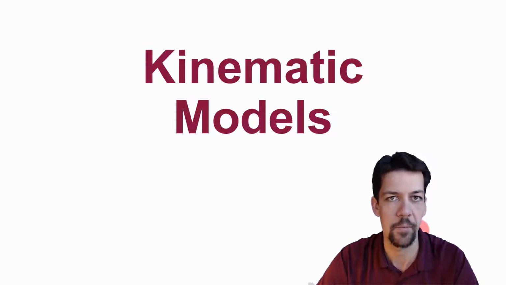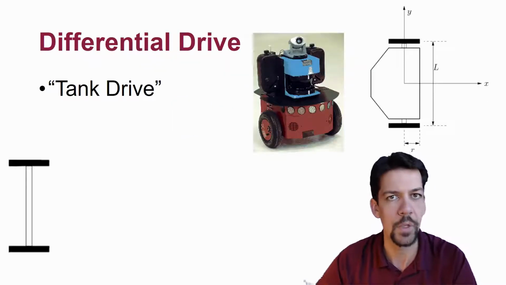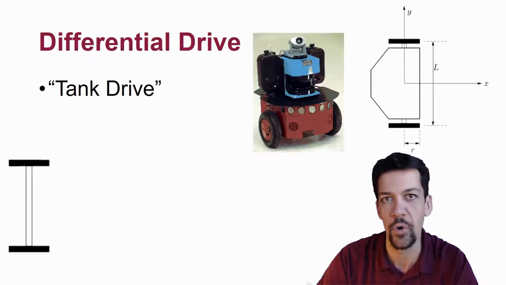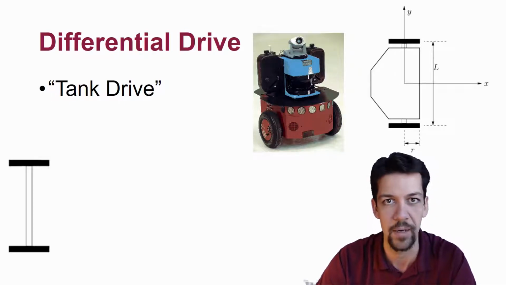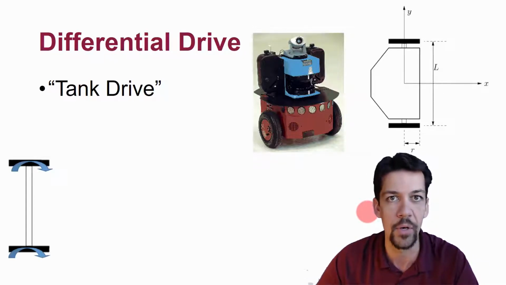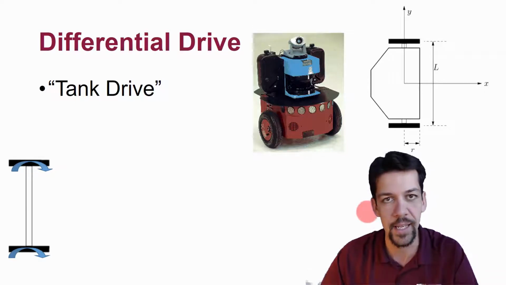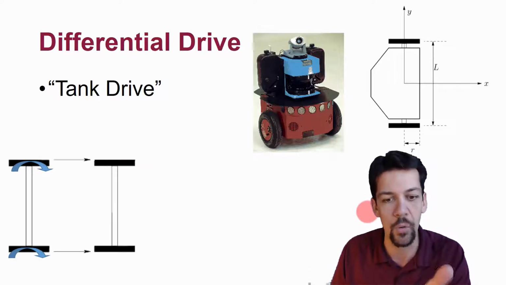Let's look at some kinematic models in more detail. The first one we'll look at is called differential or tank drive. In this configuration, we have two wheels that are set in parallel and independently driven. The idea here is that if both of the wheels are rotating in the same direction, then the car will move forward as both of them drive in the same direction.